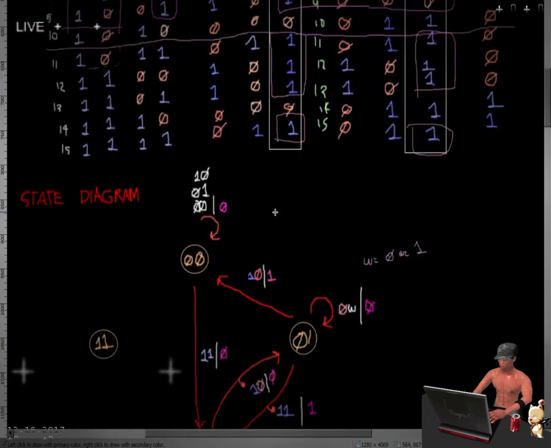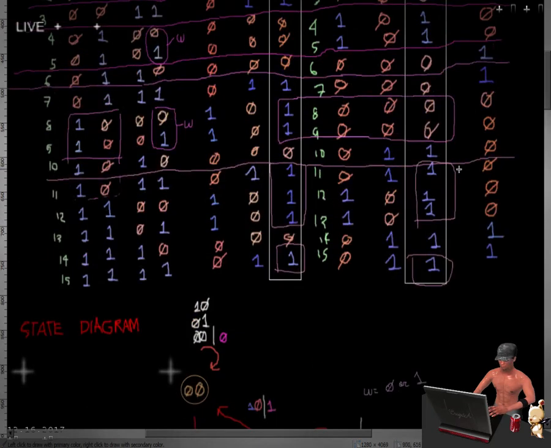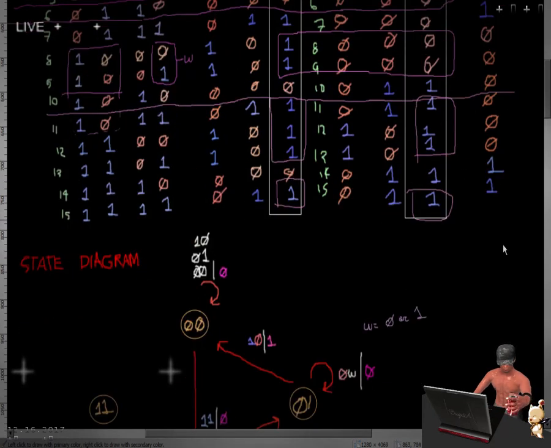And this is a very long process. A very, very long process. Makes you want to shoot yourself in the face. Let's move on to the next deal.